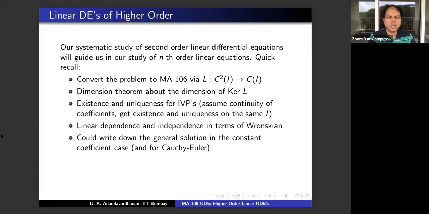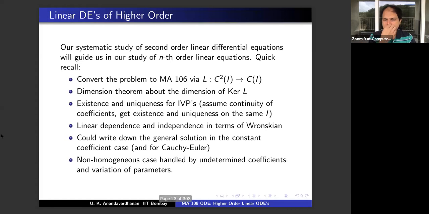Same guess, same strategy. And then in the non-homogeneous case, you had to find one particular solution, and together with the general solution of the homogeneous case, you get the general solution of the non-homogeneous case. We had two methods to find one particular solution: undetermined coefficients and variation of parameters. Both these will work in nth order also. We will do that not today, but in the next class.